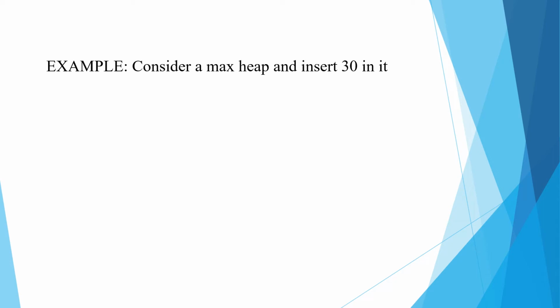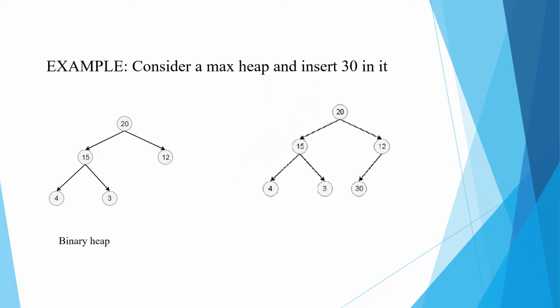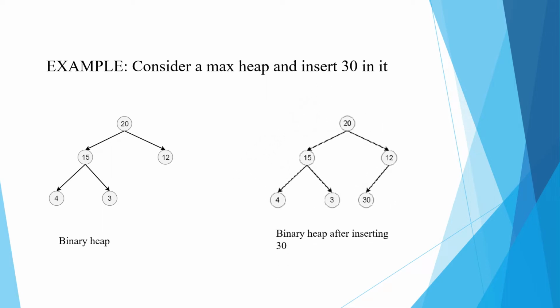Let us consider an example. Consider a max heap and insert 30 in it. This is the given binary heap. So after inserting 30, the binary heap will be like this.